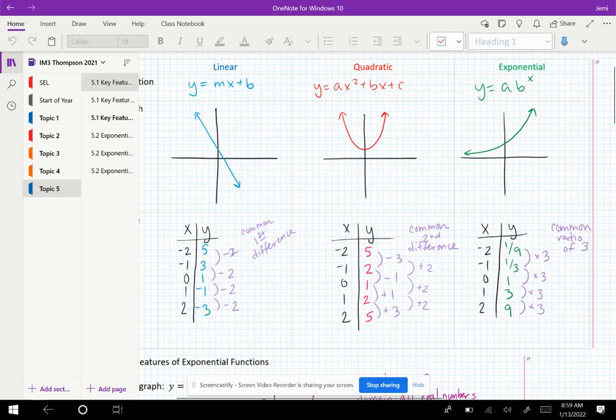We looked at the formulas, we looked at the graphs, and we looked at the tables. When we looked at the tables, we talked about how when we have a linear function, we have a common difference. When we have a quadratic function, we have a common second difference. But things change when I go to an exponential model and I have a common ratio. This common ratio is the b value. So this value of 3 is the b value for my exponential model. The common ratio that I find goes here.